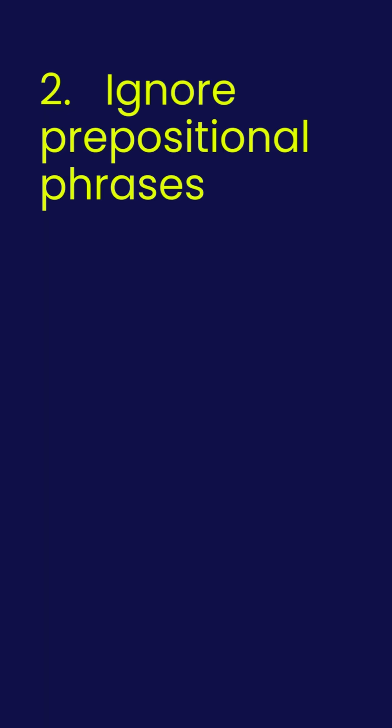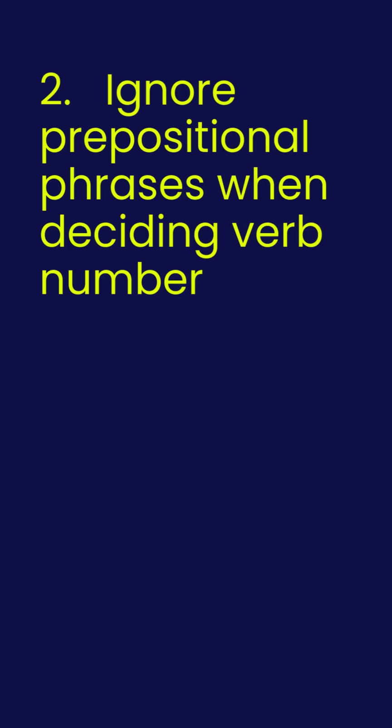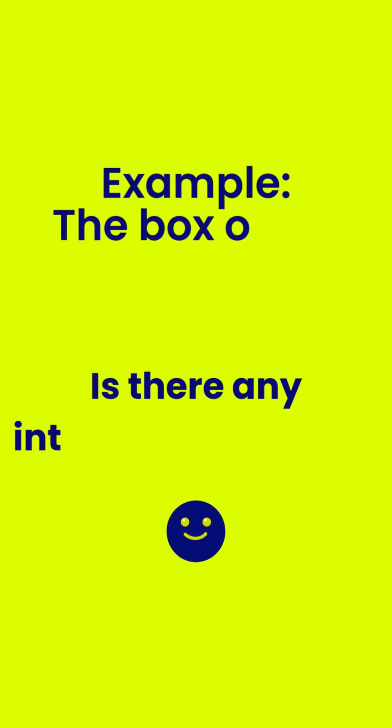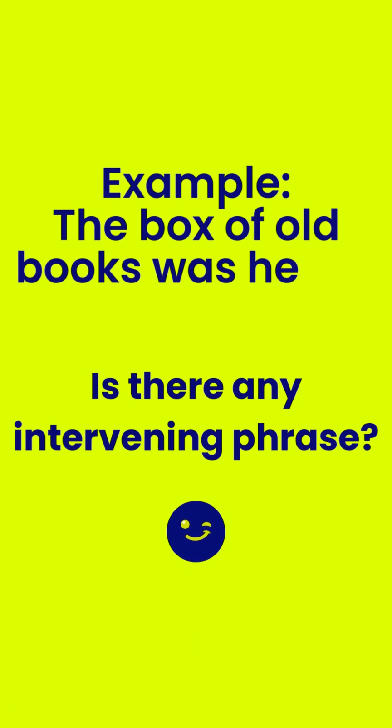Our second tip is ignore prepositional phrases when deciding verb number. Take a look at this example. The backs of old books was heavy. So the question, is there any intervening phrase in this sentence? Yes, there is. And the intervening phrase is actually of old books.